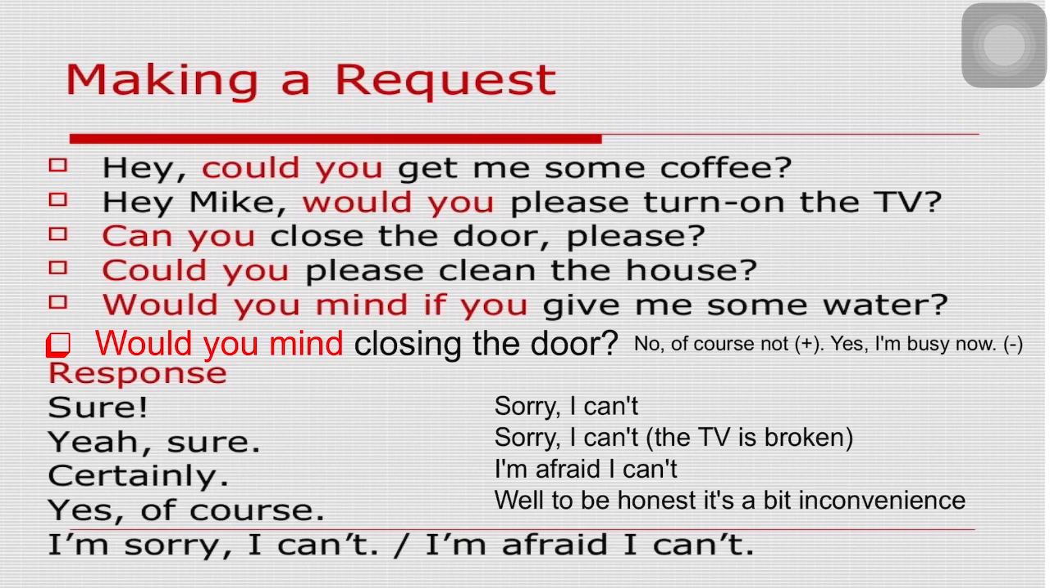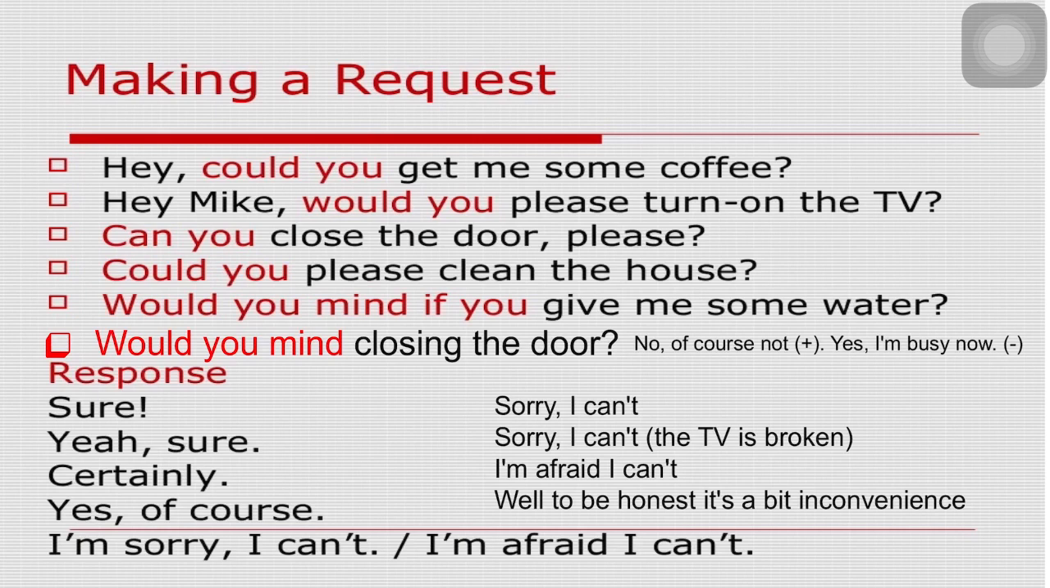Next, it's a bit different with the other because you use mind here. Would you mind if you give me some water? If you don't mind, it means that you agree with that. So you can say no, of course not. If you mind, it means that you are not willing to do that. You can use yes, I'm busy now.